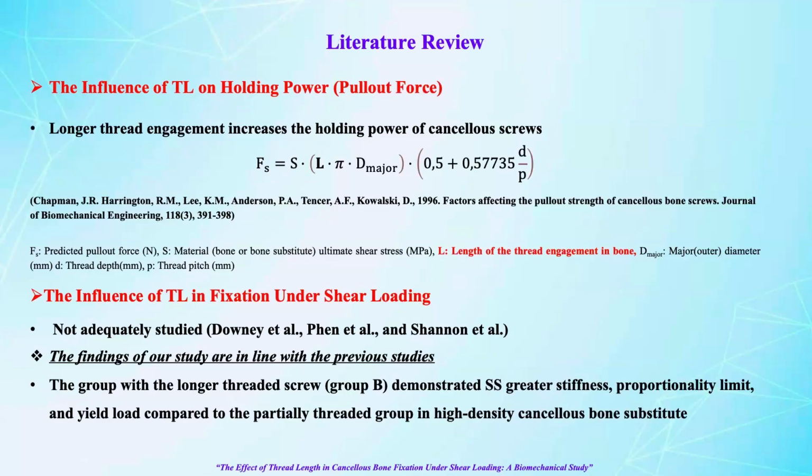The thread length has been found to correlate with the holding power of cancellous bone screws. In 1996, Chapman proposed the use of a formula that is used in machine screws in order to predict the pull-out force of the cancellous screws. According to this formula, the pull-out force is proportional to the length of the thread engagement. However, as mentioned earlier, the effect of thread length in fixation under shear loading has not been adequately investigated.